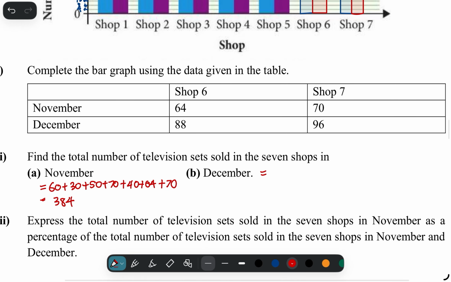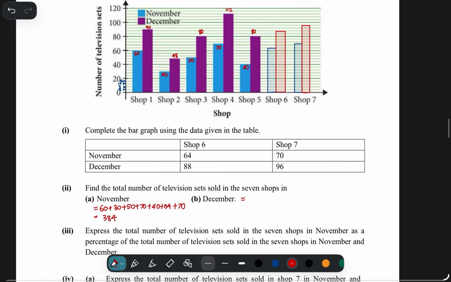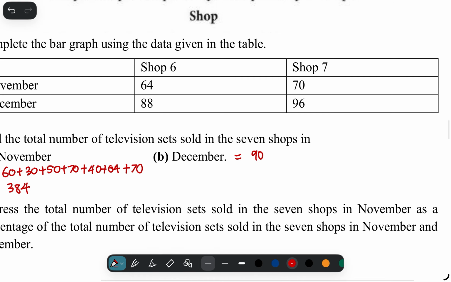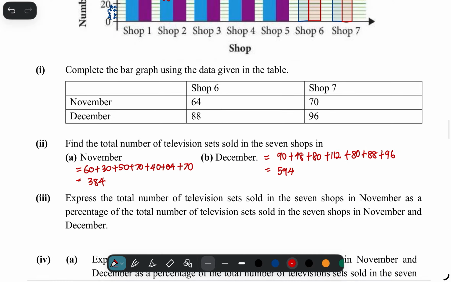So over here we write 90 plus 48 plus 80 plus 112 plus 80 plus 88 plus 96. You calculate out everything, you should get 594. Okay, this is for part 2.